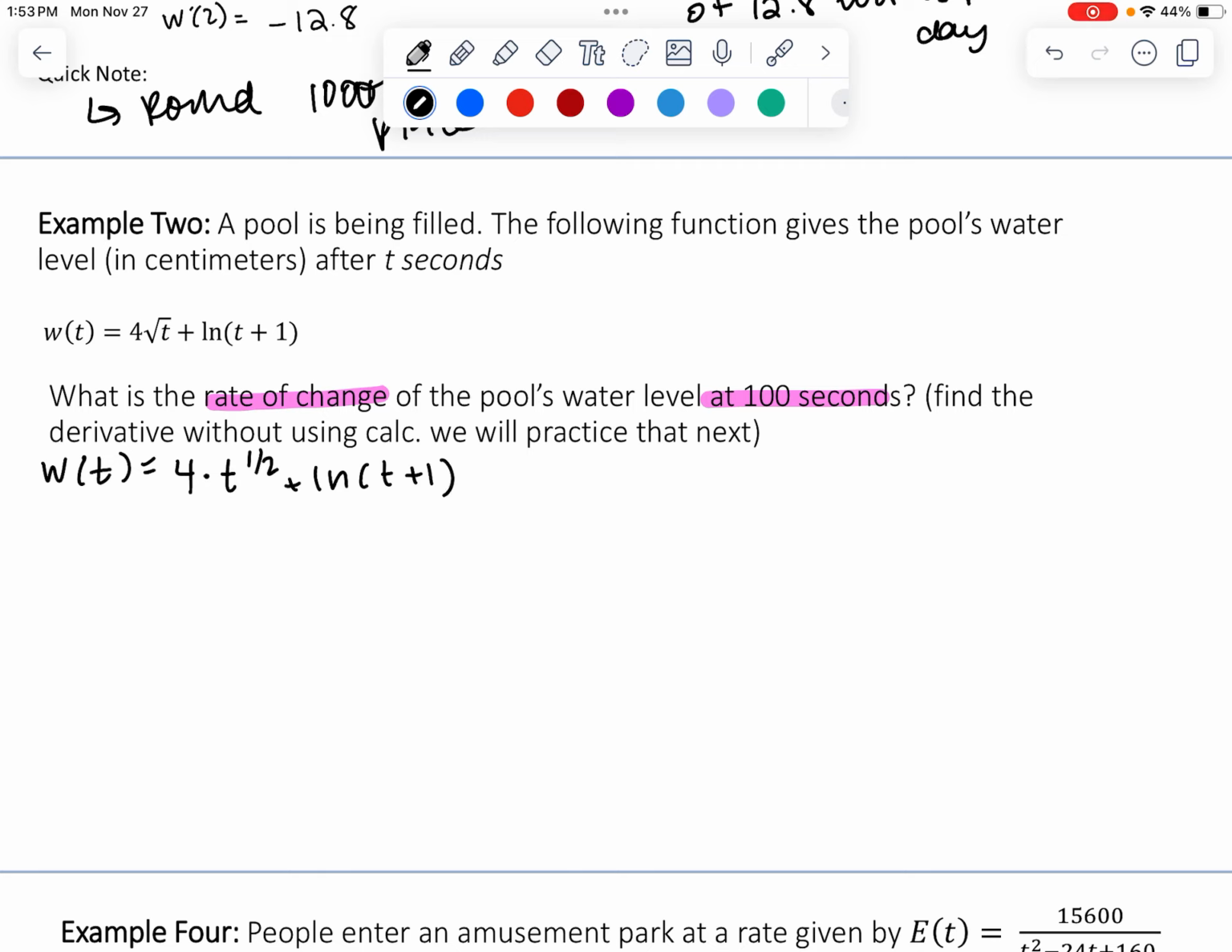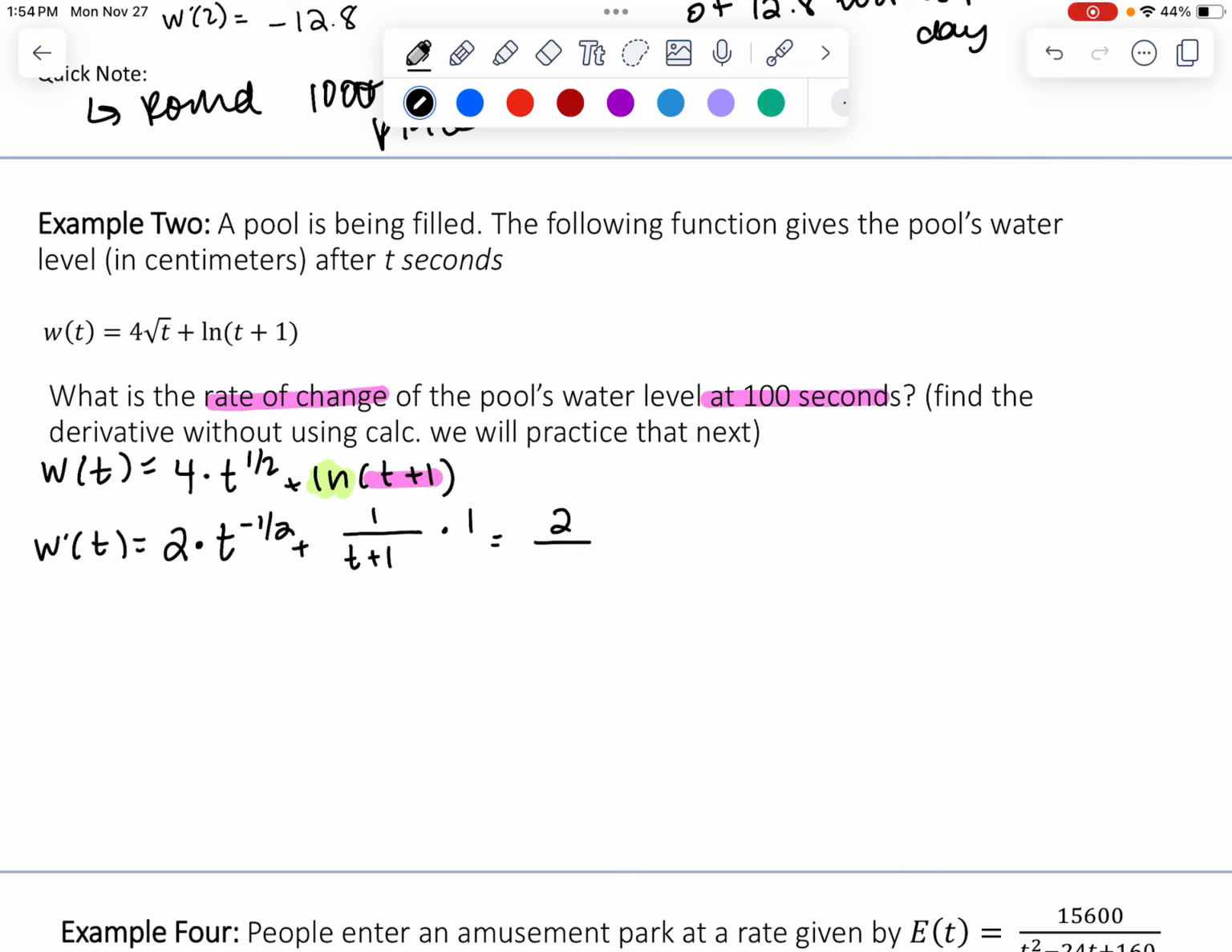Now I'm going to start by taking the derivative. So I'm going to do 1/2, pull that down. So 4 times 1/2 is 2 times t to the 1/2 minus 1 power, which is negative 1/2, plus this is chain rule. The inside function is t plus 1. The outside function is the natural log. And so the derivative of the natural log is 1 over x, or sorry, it'd be 1 over t. So I'm going to make it 1 over t plus 1. And then the derivative of that inside part is just 1, because the derivative of t plus 1 is 1. So that is my derivative.